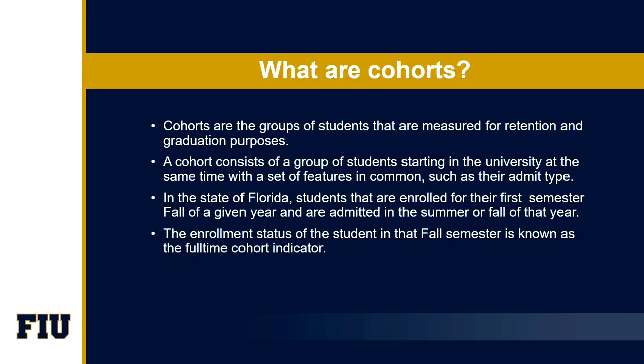First, let's cover a general definition of what a cohort is. Cohorts are the groups of students that are measured for retention and graduation purposes. A cohort consists of a group of students starting in the university at the same time with a set of features in common, such as their admit type.